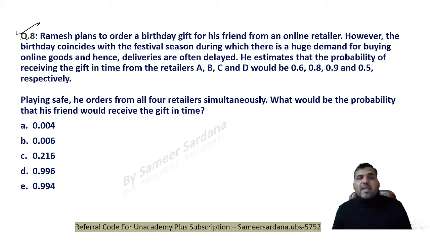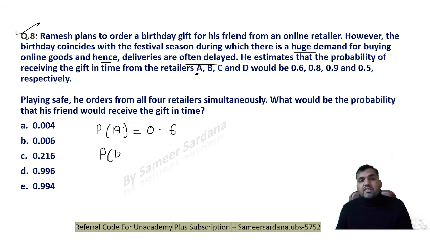Now question number 8. Ramesh plans to order a birthday gift for his friend from an online retailer. However, the birthday coincides with the festive season during which there is a huge demand for buying online goods and hence deliveries are often delayed. He estimates that the probability of receiving the gift in time from the retailers A, B, C, D is 0.6, 0.8, 0.9, 0.5. The probability of receiving the gift from retailer A is 0.6. From retailer B it is 0.8. From C it is 0.9. And from D it is 0.5.